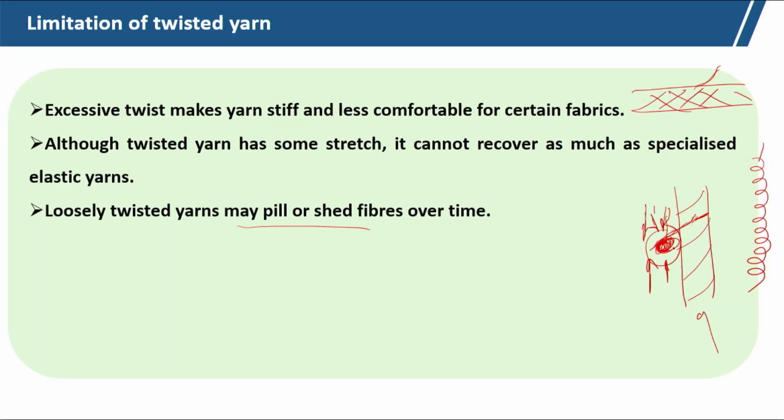So, this is a visible pill, and this will be severe when the twist level is less, because the other end of the fiber is not being gripped properly. So, the fibers can easily come out, but if the twist level is increased, even if some fibers are projecting, the rest of the fiber portion will be gripped firmly within the yarn structure. So, this pill formation will not be there.